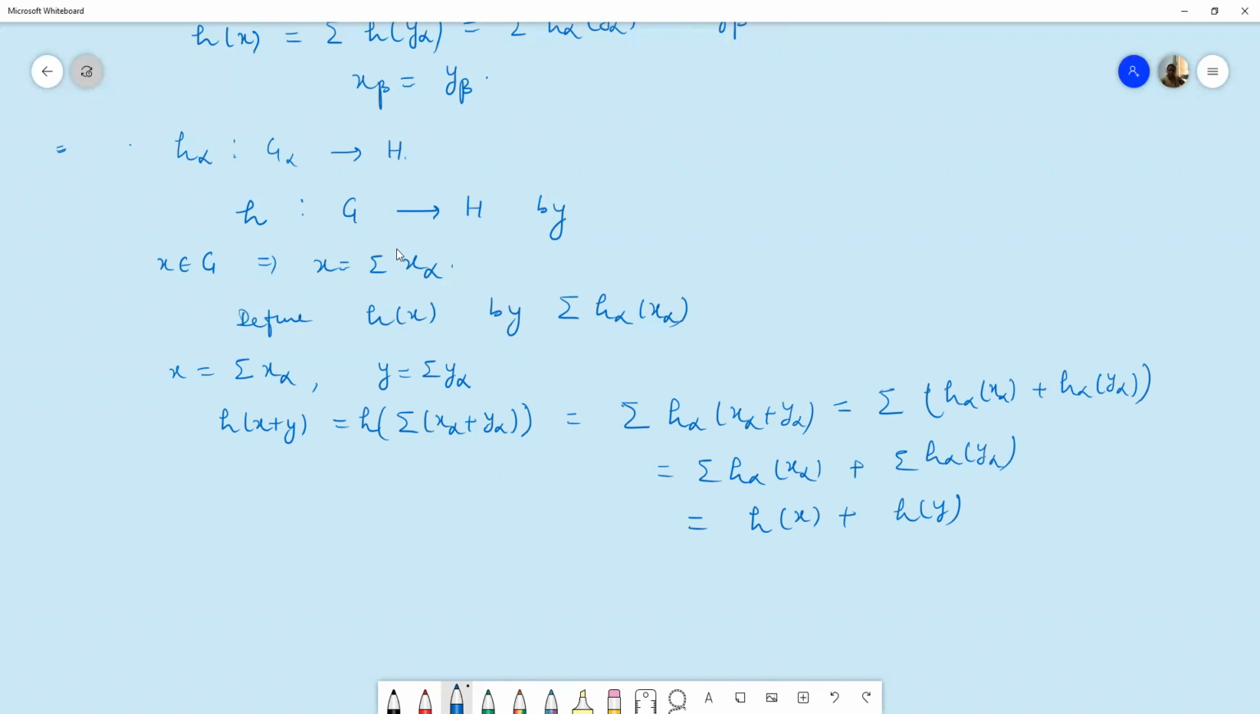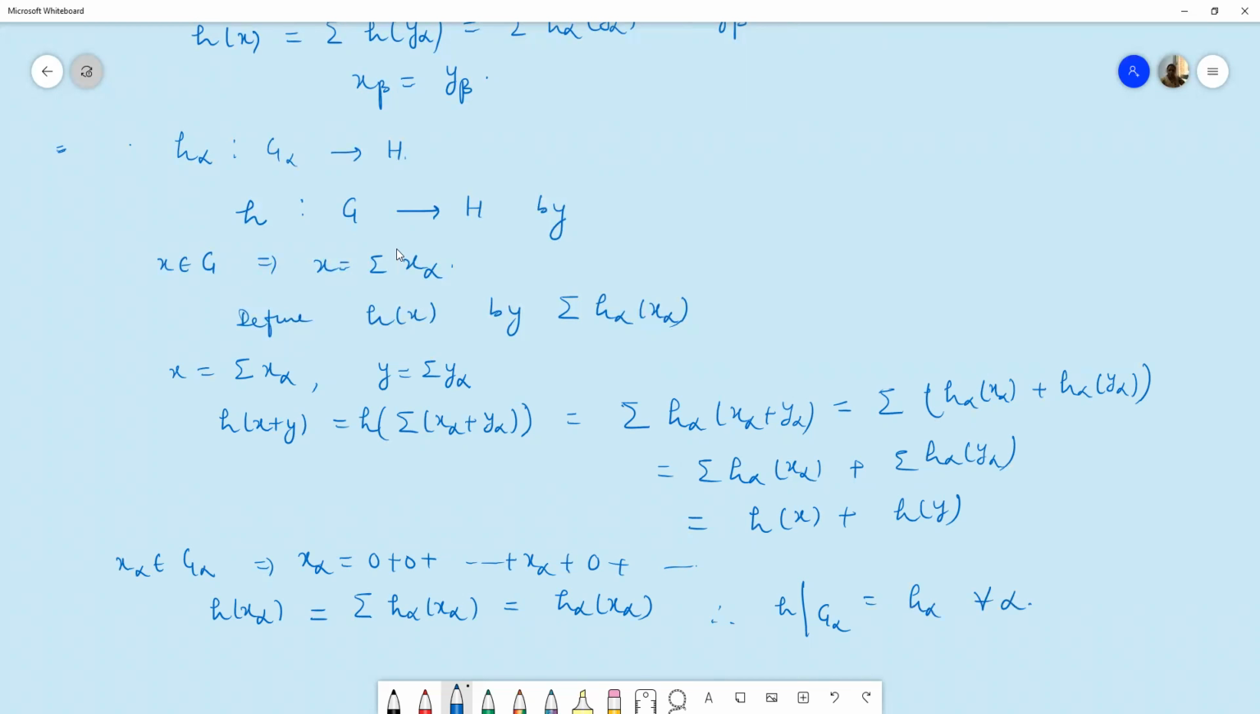And by definition, if we take X alpha an element of G alpha, then this X alpha can be written as 0 plus 0 plus 0 and so on, X alpha plus 0. And this is the unique representation of X alpha as an element of G. So by definition, H of X alpha is just summation of H alpha X alpha, and that is just H alpha X alpha. So we can say H restricted to G alpha is just H alpha for each alpha, which proves the extension condition.